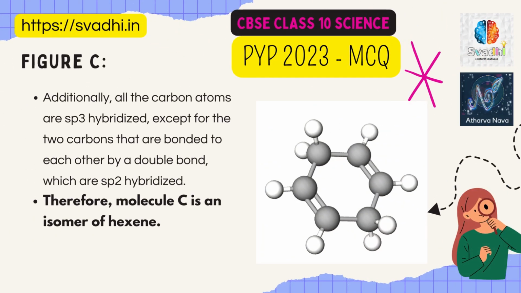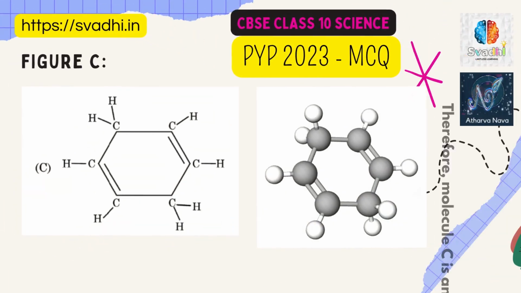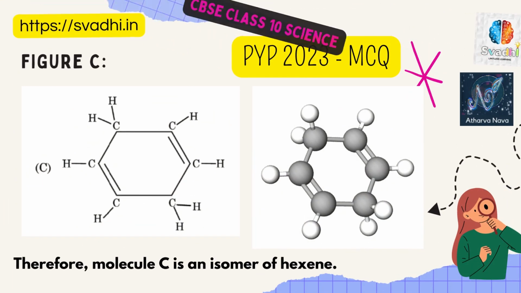Additionally, all the carbon atoms are sp3 hybridized, except for the 2 carbons that are bonded to each other by a double bond, which are sp2 hybridized. Therefore, molecule C is an isomer of hexene.